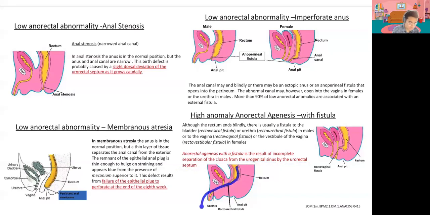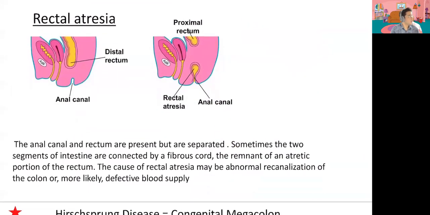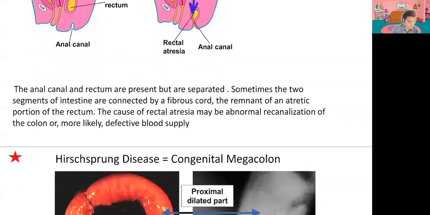So everything goes either into the vaginal canal or the urethra, depending on male or female. Okay, rectal atresia, right? That just means you can have one atresia that is just a blind outpouching, versus here, this is another blind outpouching where you have an anal canal, but it's just not connected with the proximal rectum.